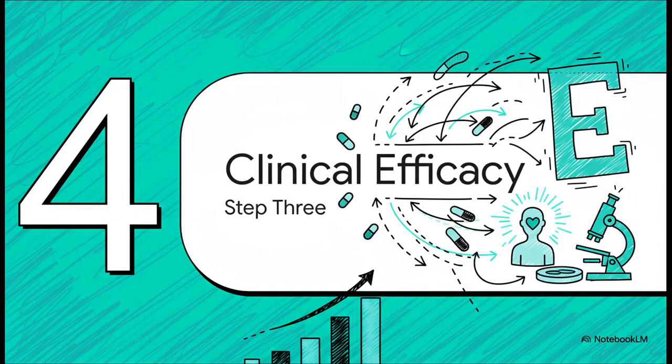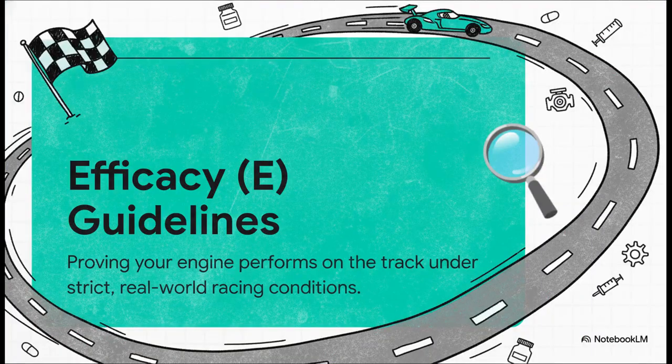All right, on to Step 3, clinical efficacy. You've built a consistent car, and you've proven it's safe in a crash. Now you actually have to prove it can win the race. The efficacy guidelines are all about proving your engine performs on the track under strict real-world conditions. This is the clinical trial phase, where the drug must prove its actual clinical worth to both patients and regulators.